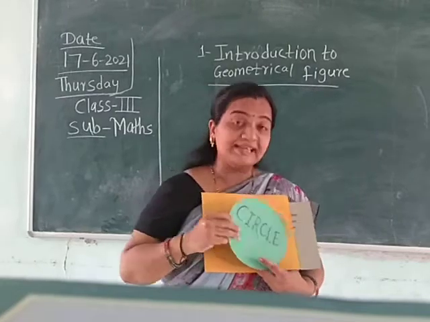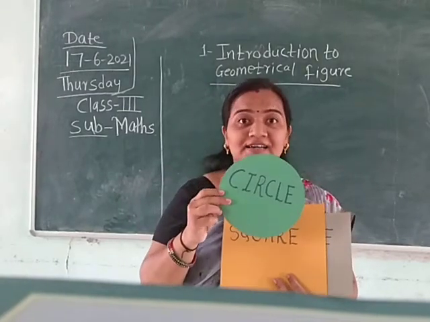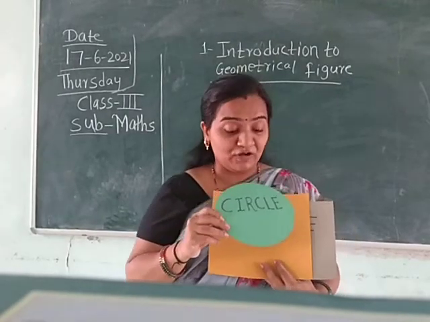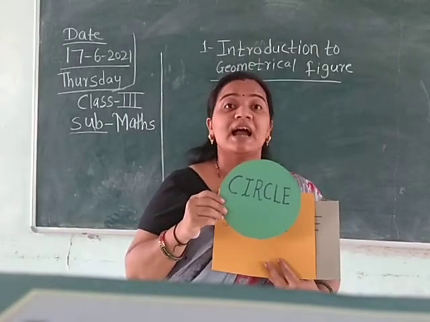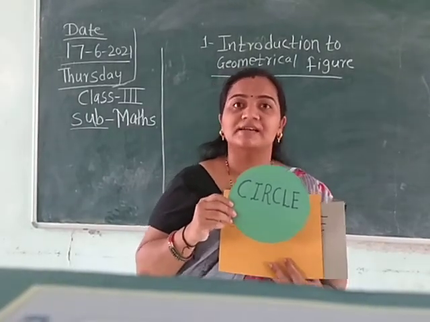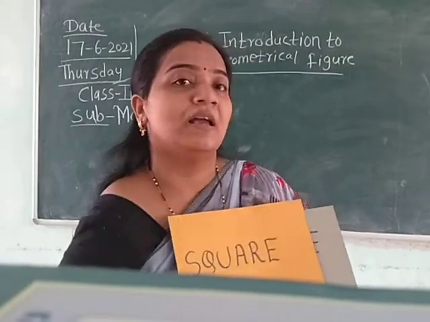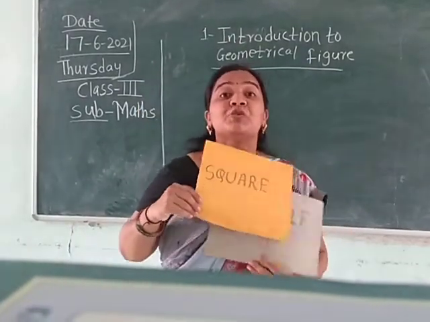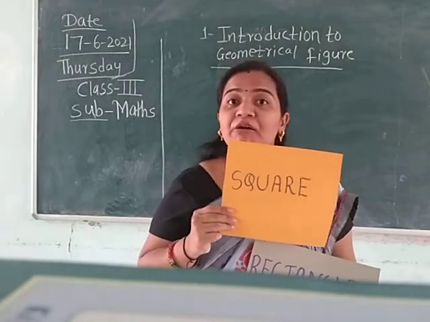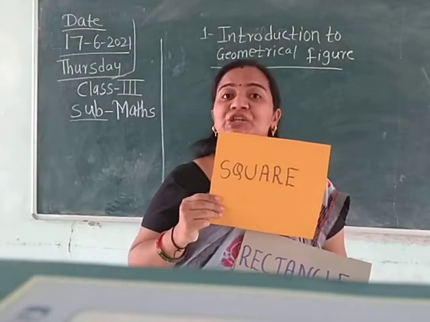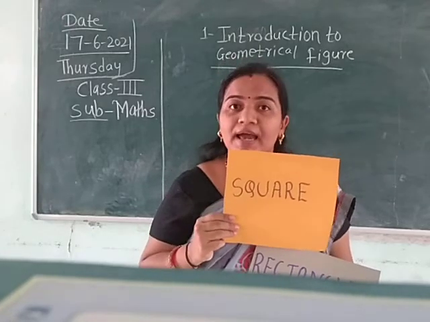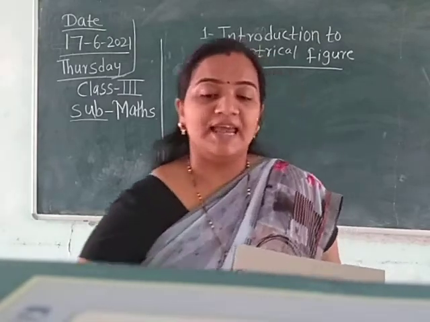What is the next figure? Circle. What is the spelling of circle? Circle. Okay. Next figure. Square. What is the spelling of square? Square. And next figure.